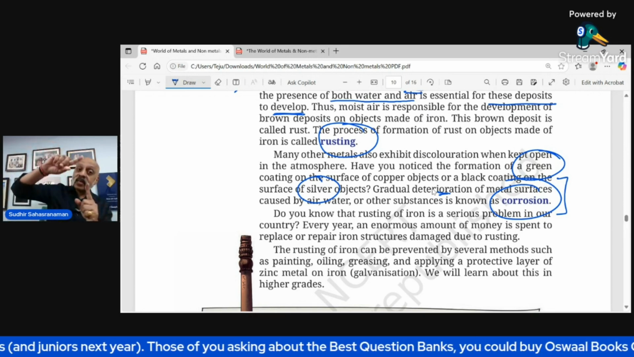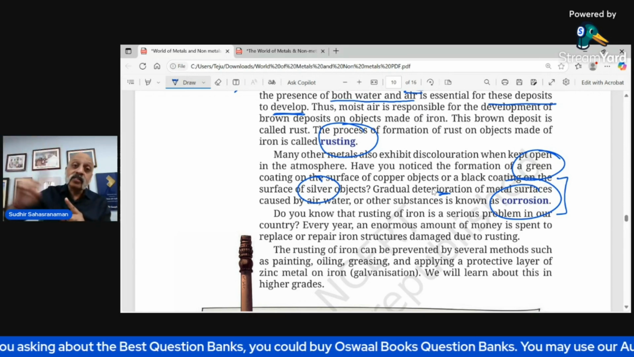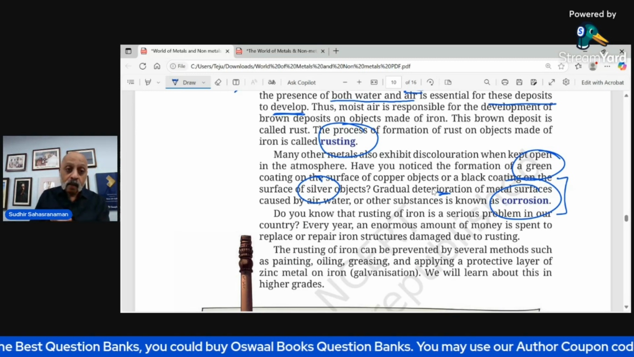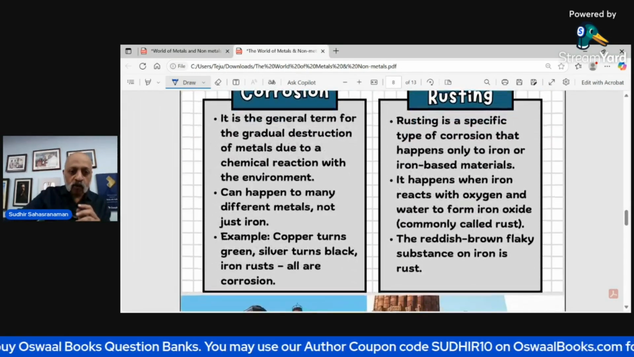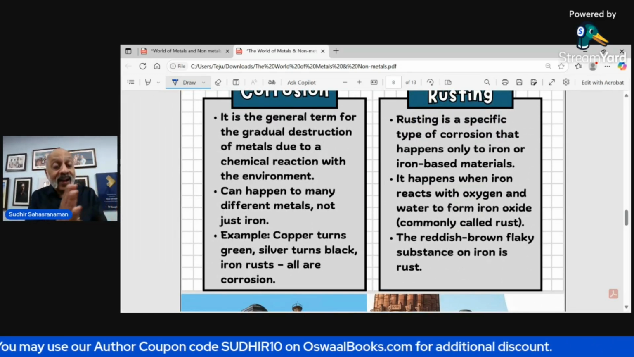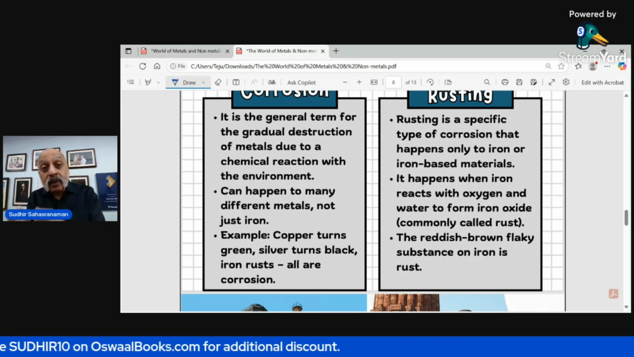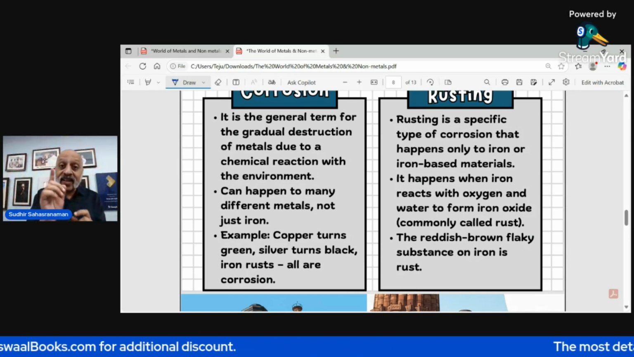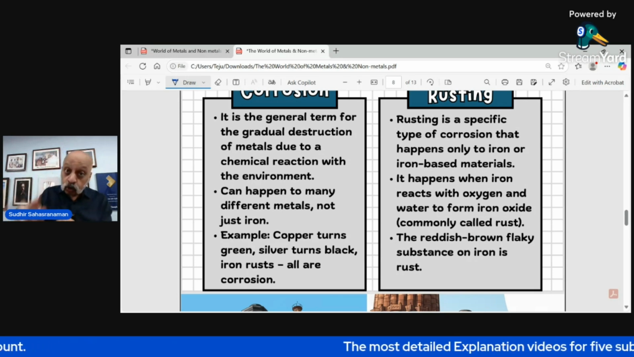So when it happens in iron, it is called rusting. When it happens in other metals, it is called corrosion. So that is the major difference. So what I've done here is I've told you in the form of two tables. So corrosion is the general term for the gradual destruction or deterioration of metals due to a chemical reaction with the environment. That is corrosion. Rusting is a specific type of corrosion.